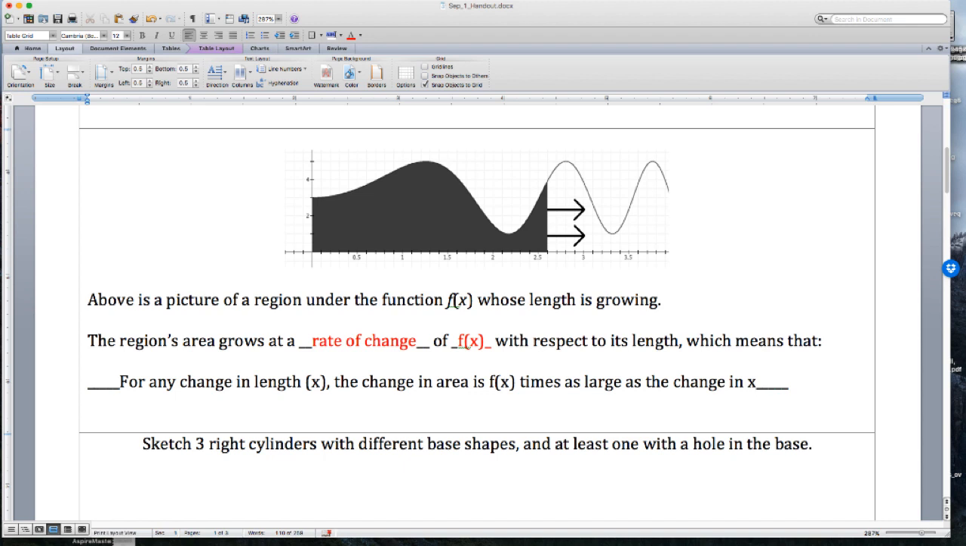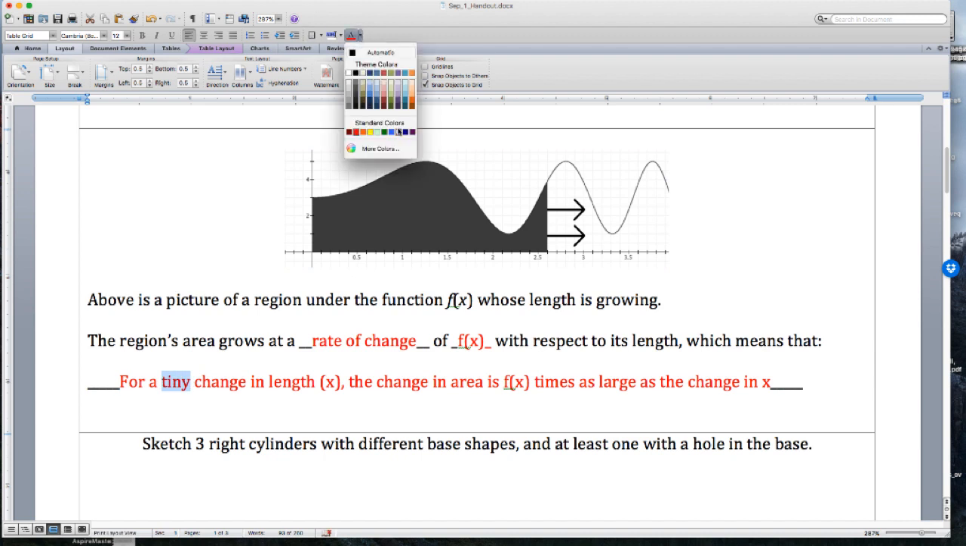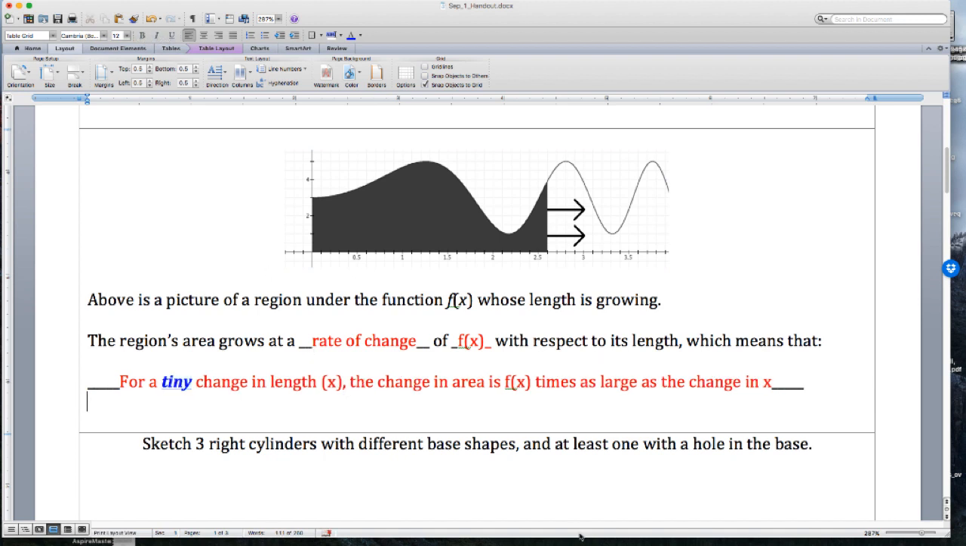So we need to change this to a tiny, let's make this in red, for a tiny change in, and what's the other thing now? Even when it's tiny, what's different from what we wrote for the first one?